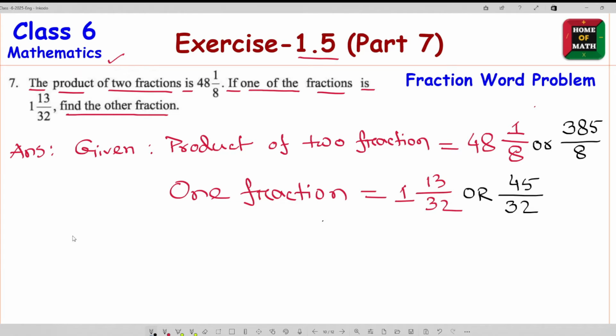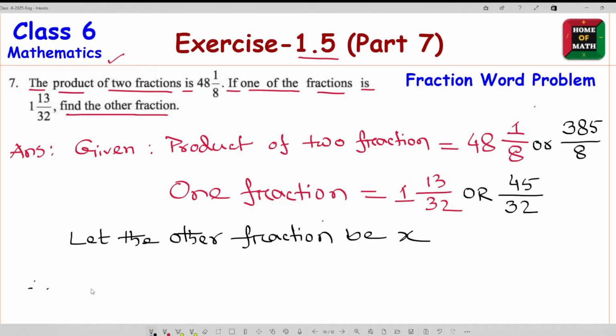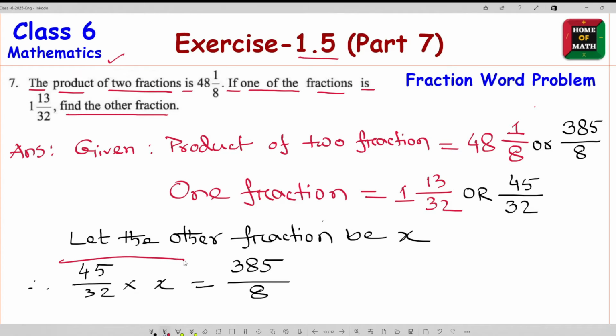Okay, now let the other fraction be x. So one fraction is 45 by 32, times x equals to what? 385 by 8, because the product of the two fractions equals 385 by 8. So we have to find out the value of x.